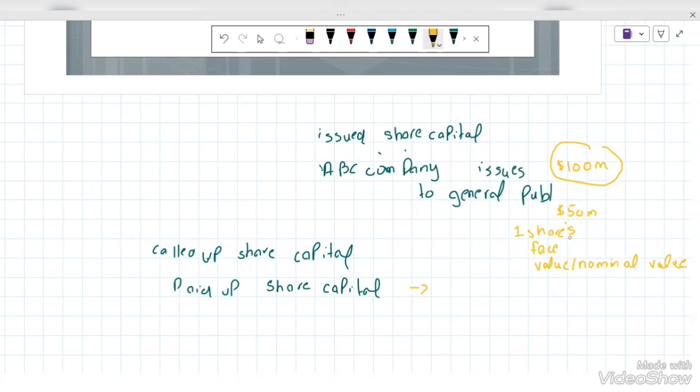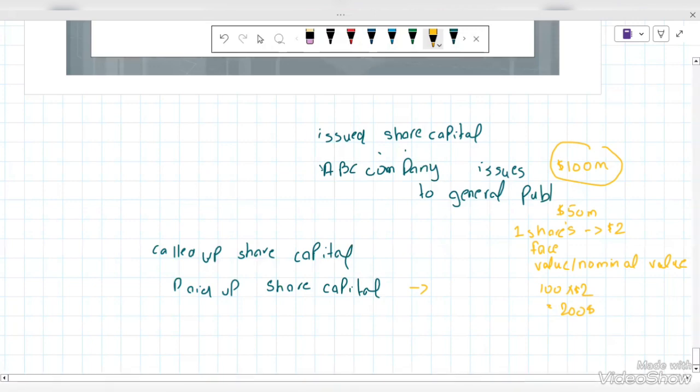So maybe you are selling one share for $2. If I am a shareholder and I want to purchase 100 shares of your company, then 100 is the number of shares I am going to purchase, and the nominal or face value of one share is $2. So it means that I have to pay $200. It is very simple.